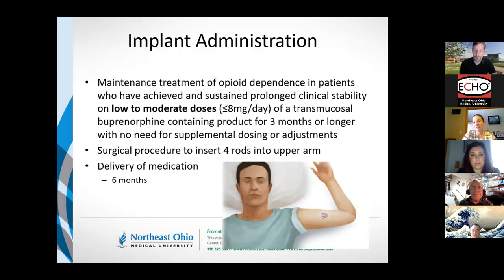These rods start immediately delivering medication, and they'll deliver medication up through 6 months. Starting at that 6-month time frame, the concentrations will begin to diminish. There may still be a little bit of medication left in the rods, but not enough to really maintain them long term. Then the decision will need to be made: is another implant appropriate, or should the patient change to a different formulation?